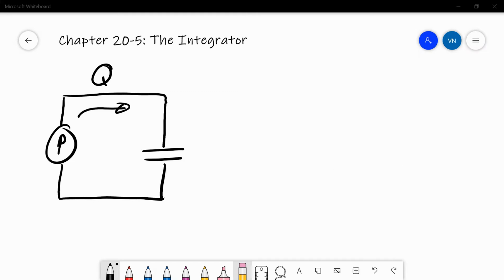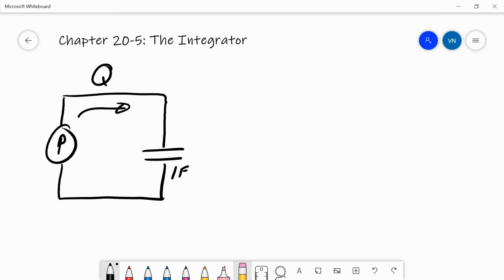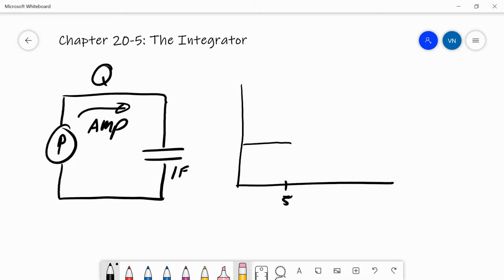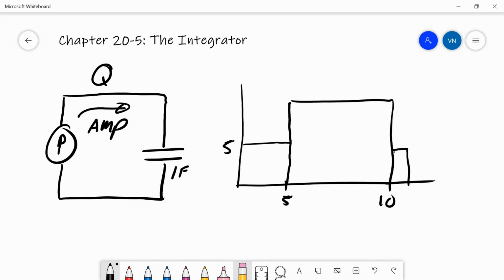Let's run through the same example as the bucket. So let's do a 1 farad capacitor, and we will put current into that capacitor in amps. So let's say for 5 seconds, I put in a current of 5 amps. And then for 10 seconds, I put in a current of 10 amps. And then for another 2 seconds, I put in a current again of 5 amps. So if I put 5 amps of current in for 5 seconds, then the total amount of charge that I'll move into that capacitor in this time period here will be 25 coulombs.